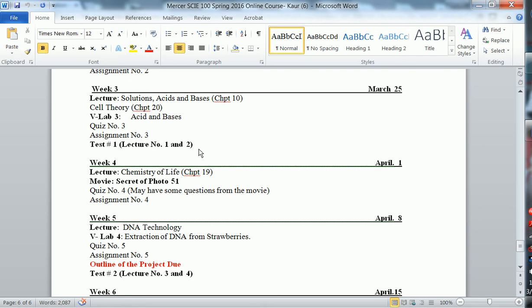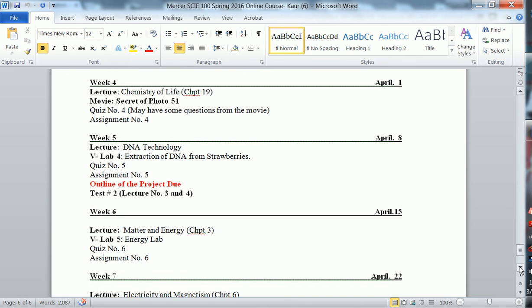Now you have one additional thing during week 3. You will have test number 1, which will be from lectures 1 and 2, and this test will also be open for 1 week, which means next Friday it will be closed. So you will have 1 week to finish this test.